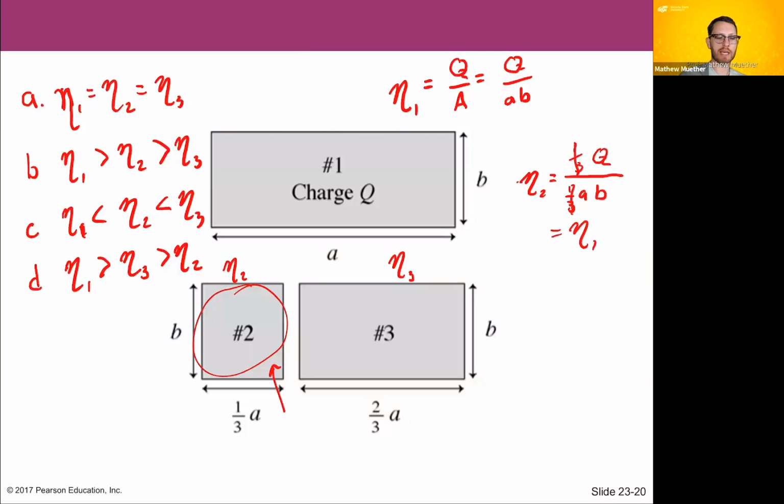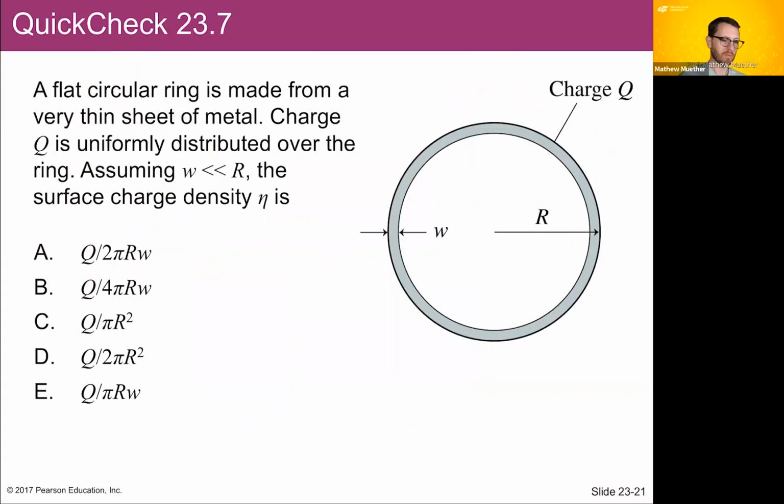And I could do the same thing for object 3, and I would find that it has the same surface charge density, right? So the point here is that the surface charge density is independent of the size of the piece of the object that I'm investigating. It's a material property. It's describing some general characteristic of how the charge is distributed over this object. Okay.